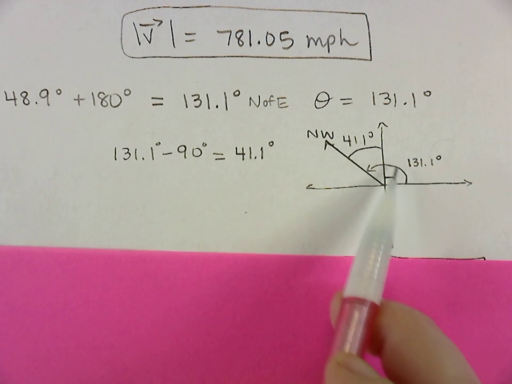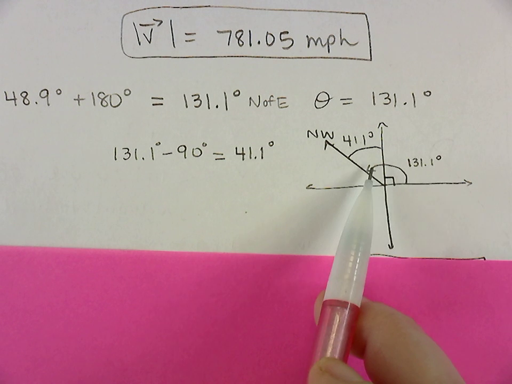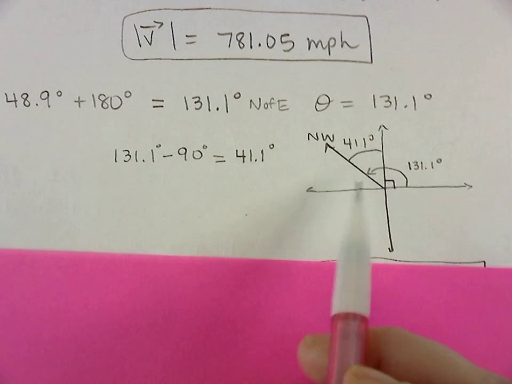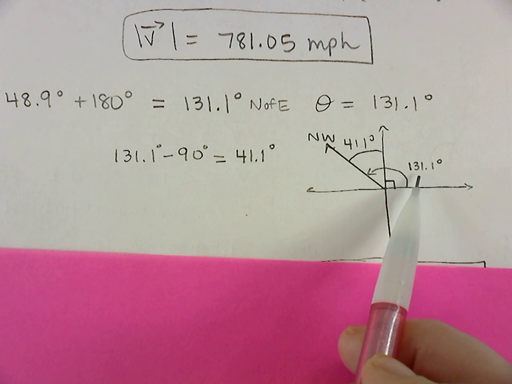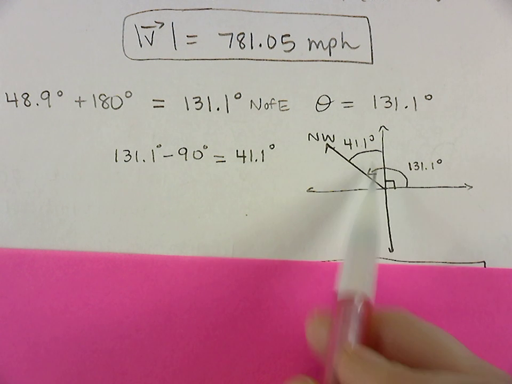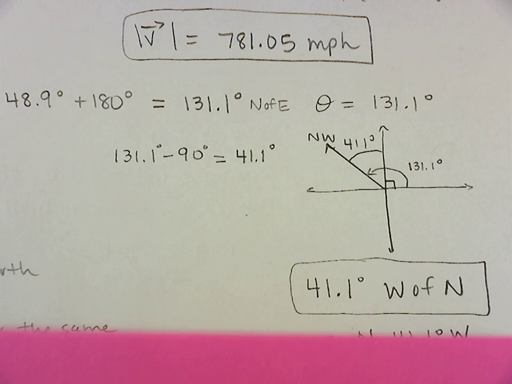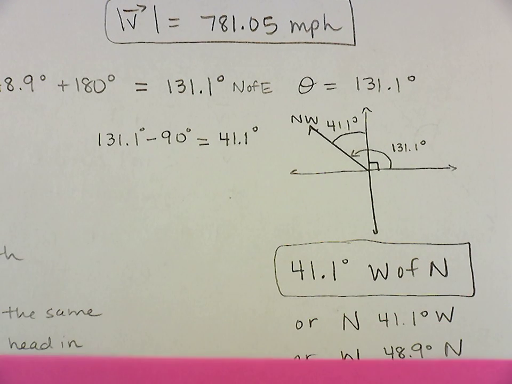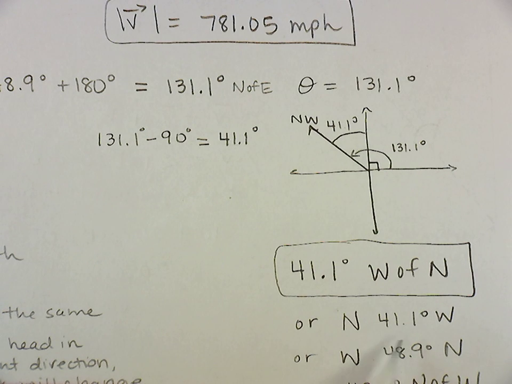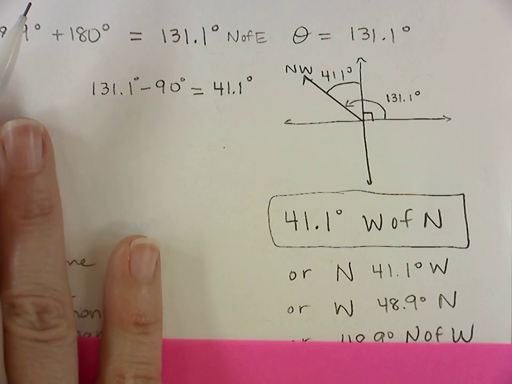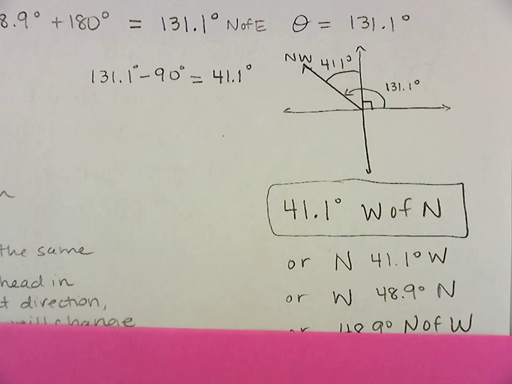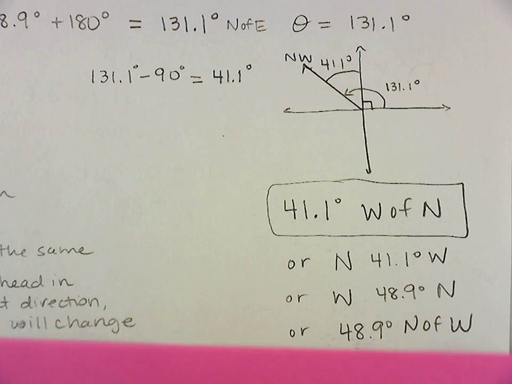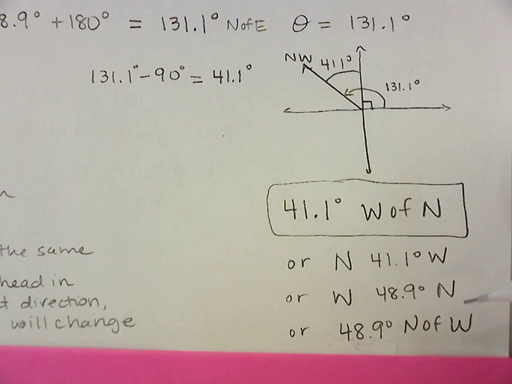So what I did is I drew a picture for you that this is the 131.1 degrees. And then to get the correct bearings, you can just take the 131.1 and subtract 90. And then your final answer would be 41.1. You could say north 41.1 degrees west. You could say west 48.9 degrees north. Or you could say 48.9 degrees north of west. So all of those answers would be acceptable.